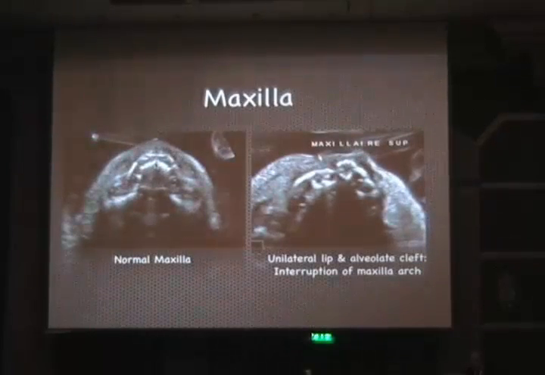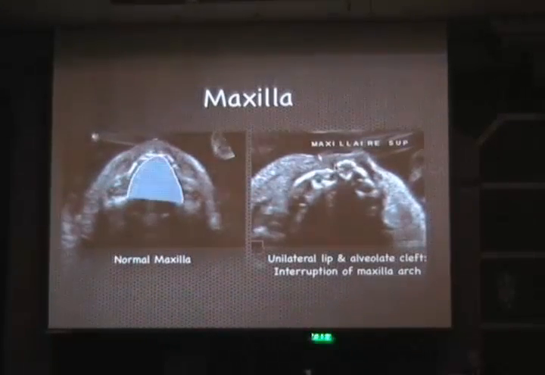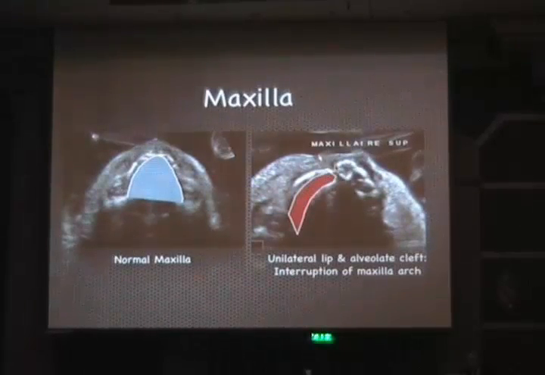This is a normal maxilla. If I measure from here to here 10 millimeters, and I draw a line from here to here, it will be about 24 millimeters. If I take a line from here and I draw 10 millimeters, you see that here it is larger because you have an alveolar cleft. So it's very important to explain to the surgeon if it is an isolated cleft or if you have also an alveolar cleft. You see here the rupture of the maxilla.